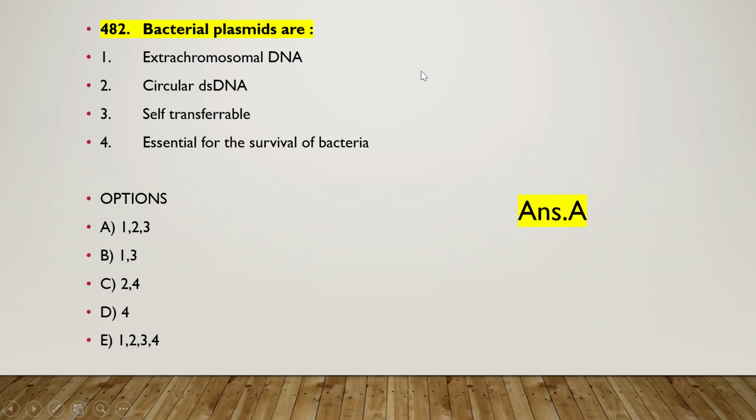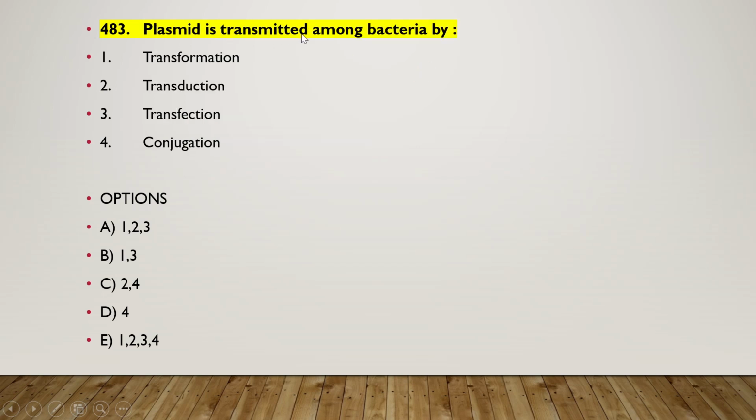Okay, so move on to the next question, that is, plasmid is transmitted among bacteria by transformation, transduction, transfection or conjugation, and the right one is option C. That is 2 and 4. So bacterial plasmid is transmitted by transduction and conjugation.